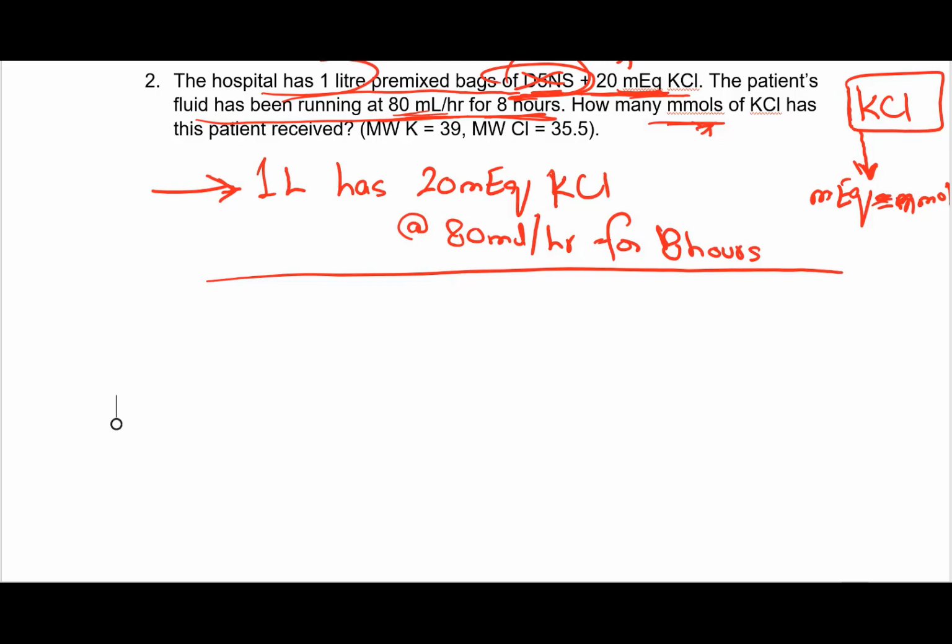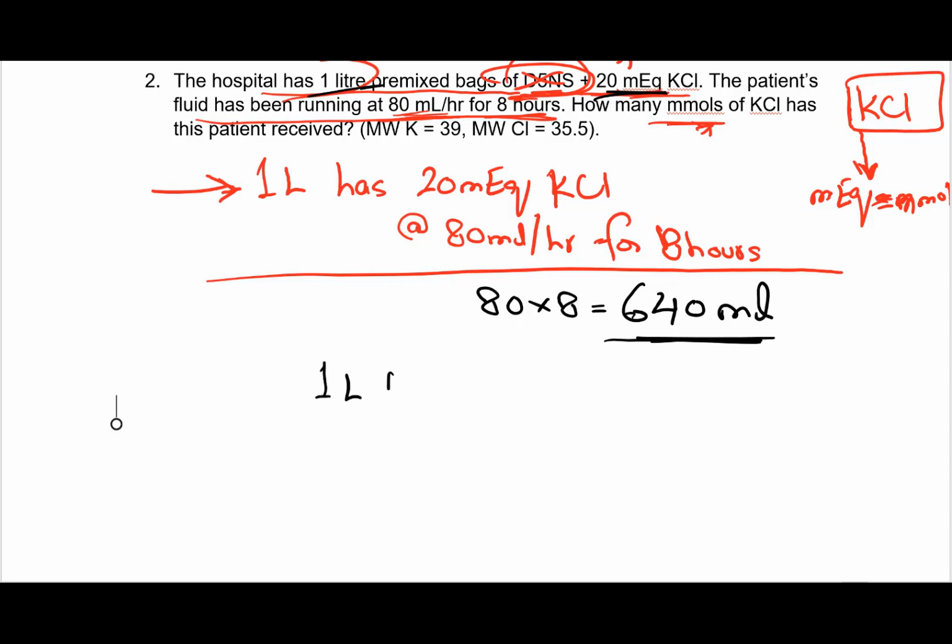So if the patient received 80 mils per hour for 8 hours, in 8 hours the patient has received 640 mils. Okay, so now we know how much fluid or infusion the patient has received. We can find out how much milliequivalent was present in 640, and that would be the milliequivalent the patient has received. So 20 milliequivalent was present in 1 liter.